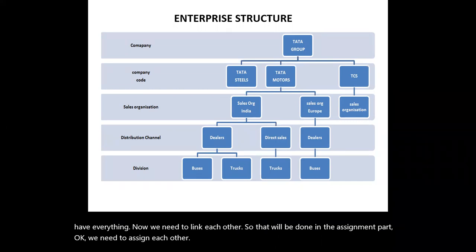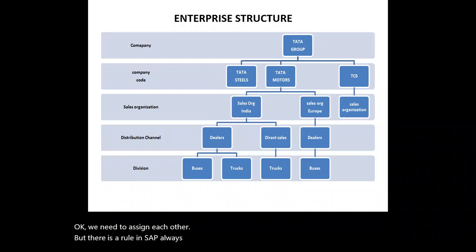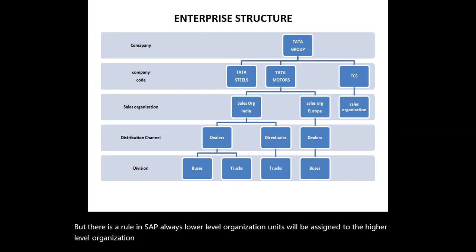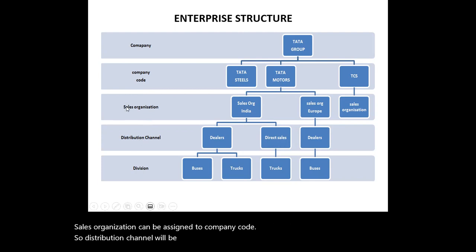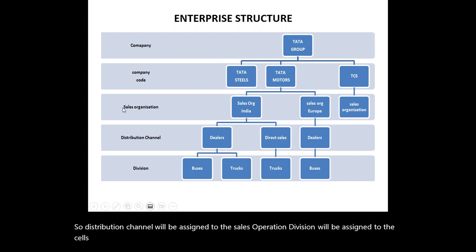But there is a rule in SAP: lower level organizational units will always be assigned to the higher level organizational units. Here, company is a higher level organizational unit and company code is lower level. So company code can be assigned to company. Sales organization can be assigned to company code. Distribution channel will be assigned to the sales organization. Division will be assigned to the sales organization. So lower level to higher level. It's not that company is linked to company code; company code is linked to company.